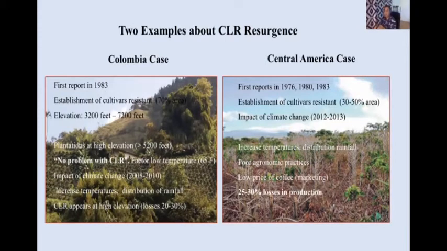But what happened with the impact of climate change, the increasing temperature? Right now, high elevations in Colombia are facing the problem of increased infection and severity of this disease in material that is susceptible.